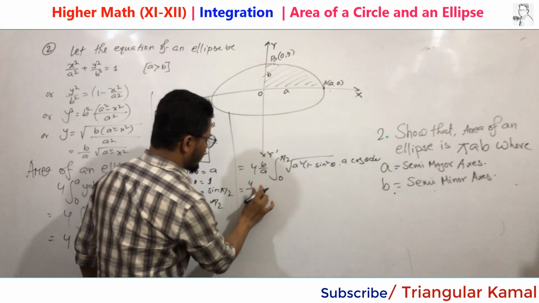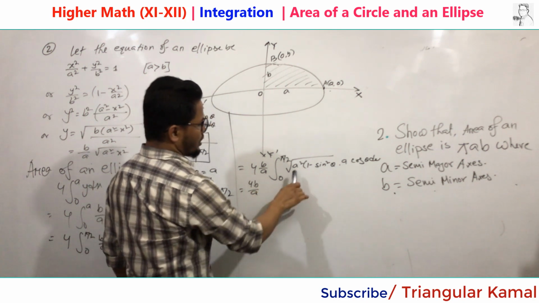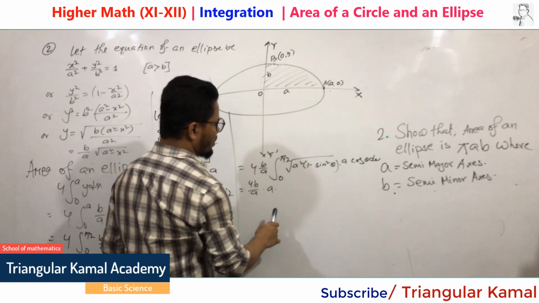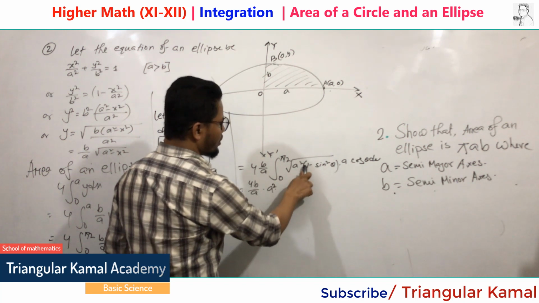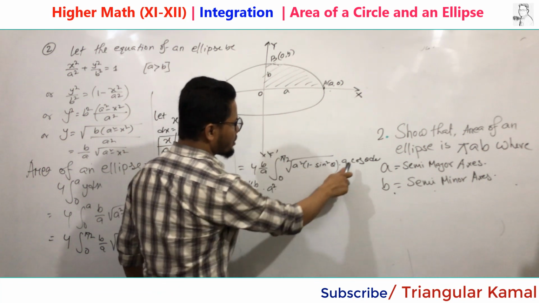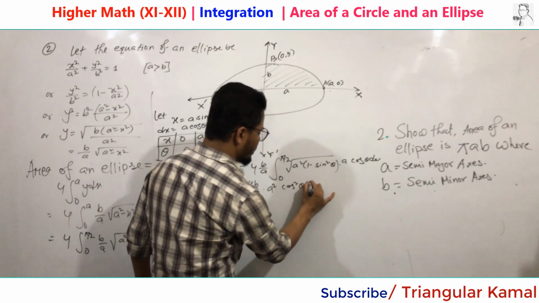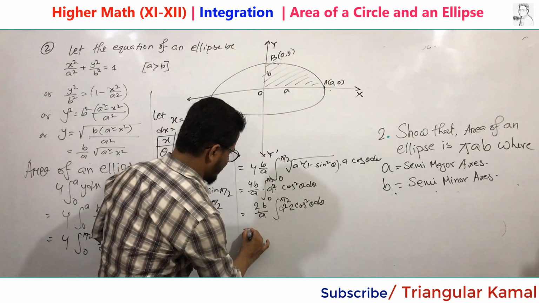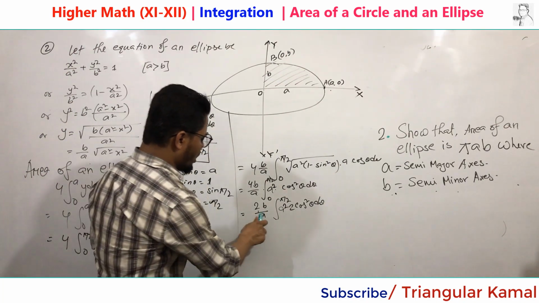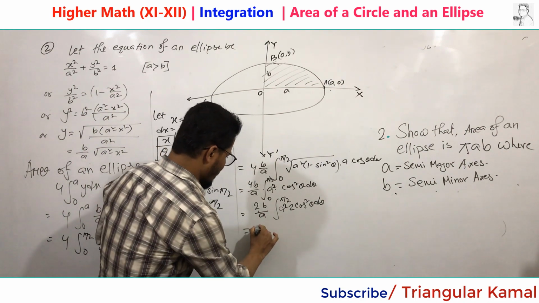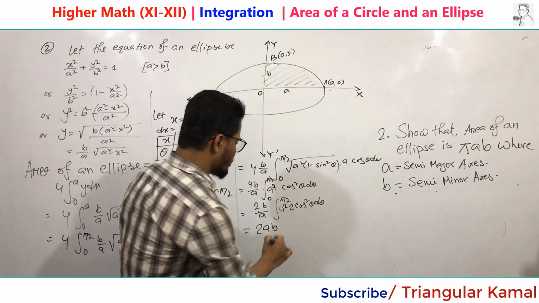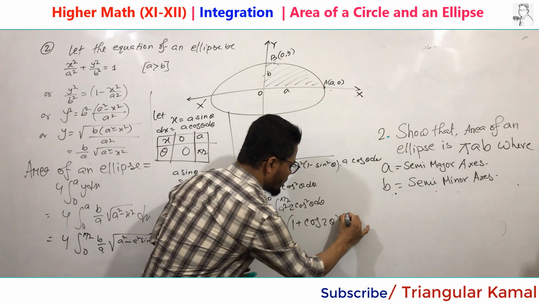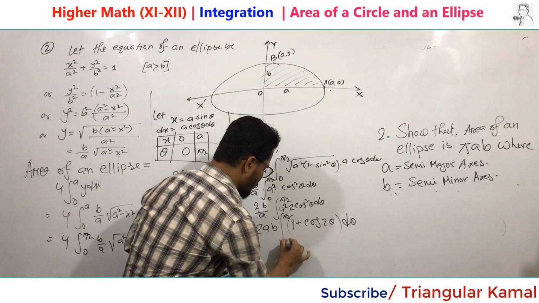Then 4b by a: taking a square out of the root, eliminating the square and root, there will be only a, and this a multiplied by the other a gives a square. 1 minus sin square is cos square, and the square root of cos square is cos, and multiplying by this cos, there will be cos square theta d theta. Doing the integration from 0 to pi by 2, a square divided by a gives twice ab, and then twice cos square, we can write with the formula as before, 1 plus cos twice theta, d theta remains the same, with limits 0 to pi by 2.